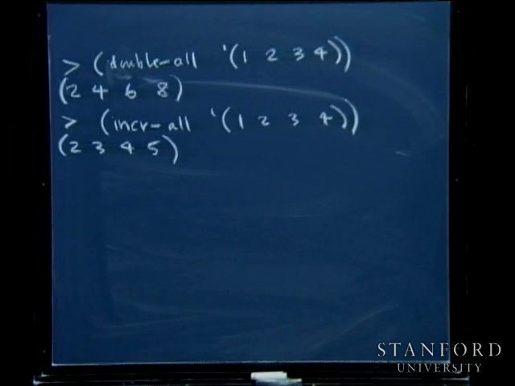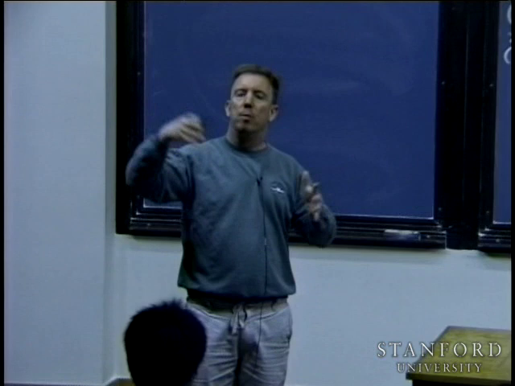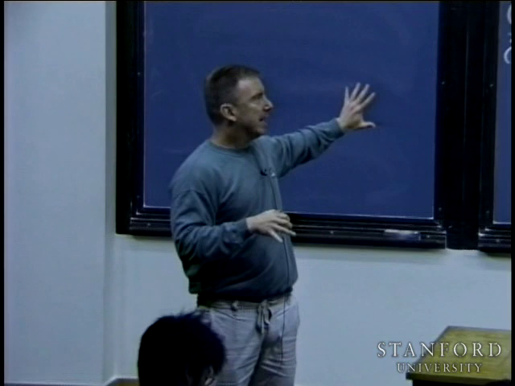They both visit every single element in the list using car cutter recursion. They both apply some functionality to each car. But the output is a list of exactly the same length as the incoming list, where each thing that ever served as a car of a cutter is transformed by either the double operation or the increment operation. Does that make sense? Okay. Except for the fact that this is a scheme, it kind of screams vector map. Does that make sense to everybody?